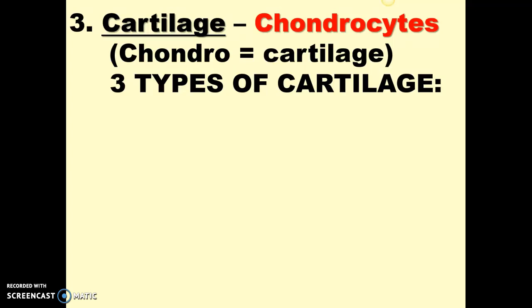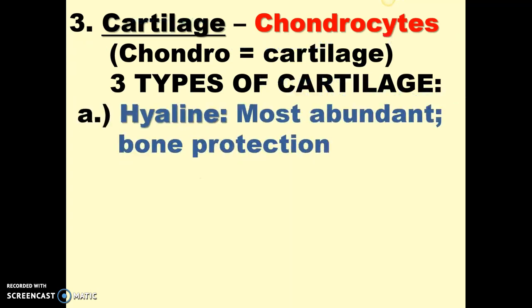Cartilage is made of chondrocytes. Chondro means cartilage, cyte means cell. So chondroblasts put on cartilage, chondroclasts take away cartilage, chondrocytes maintain your cartilage. There are 3 types of cartilage. There's hyaline cartilage, which is the most abundant cartilage in the body, and it surrounds the ends of your bones. So when you walk and jump, your bones aren't hitting each other.